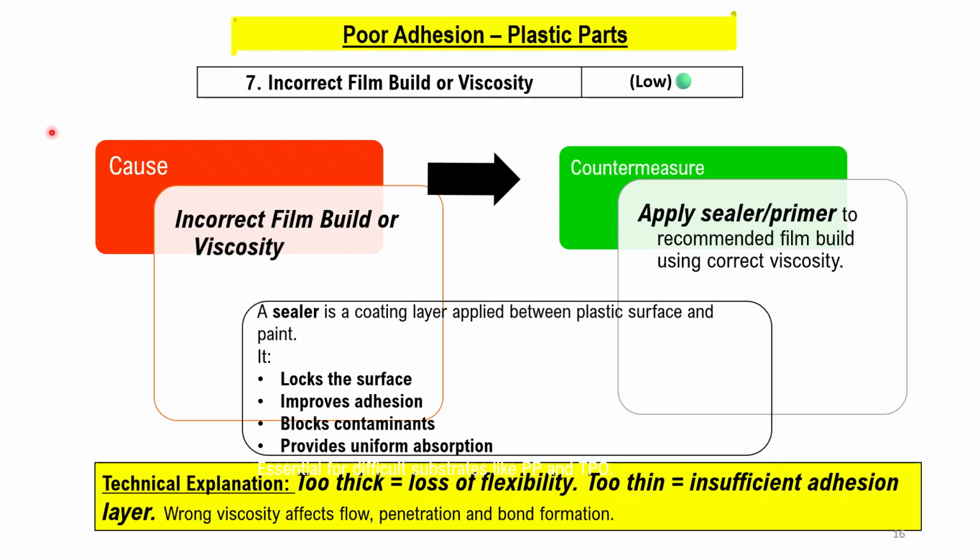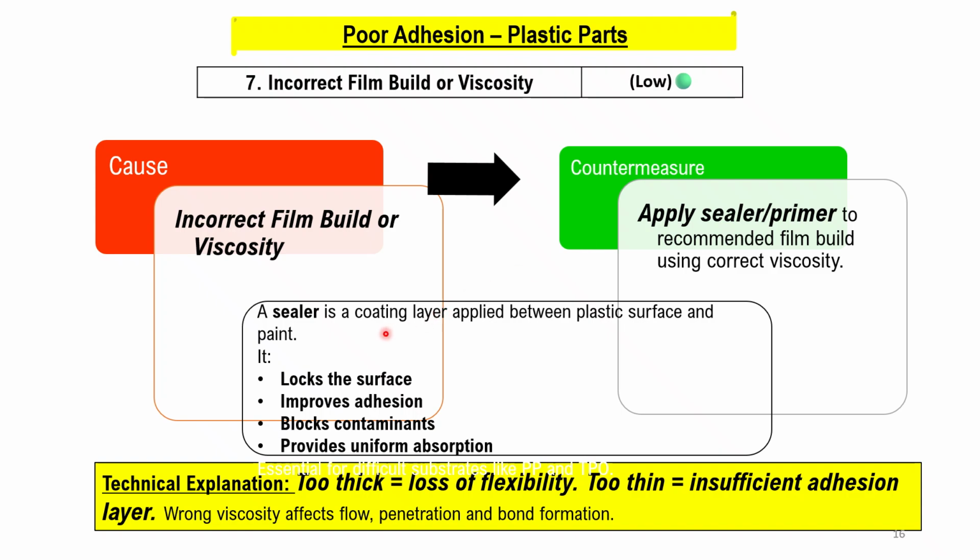Seventh probable cause could be incorrect film build or viscosity. Too thick a film causes loss of flexibility, and too thin a film has an insufficient adhesion layer. Wrong viscosity affects flow, penetration, and bond formation. Therefore, apply the sealer or primer to the recommended film build using the correct viscosity.